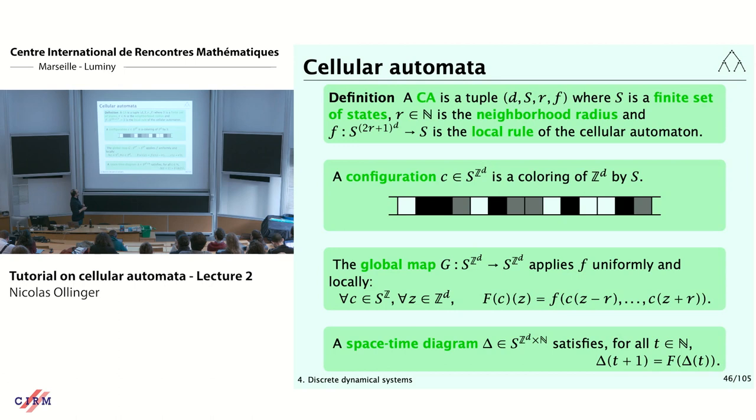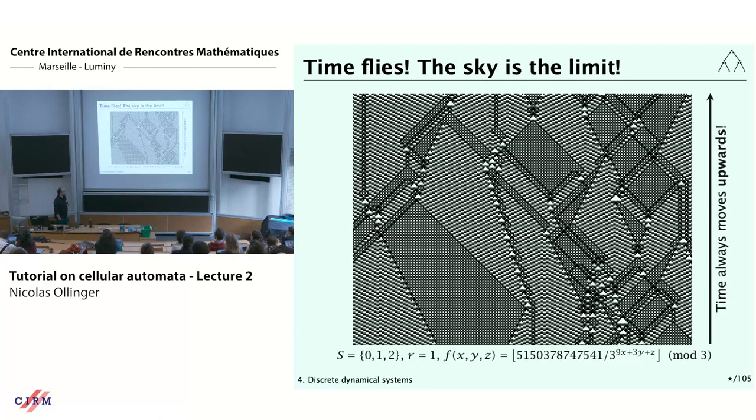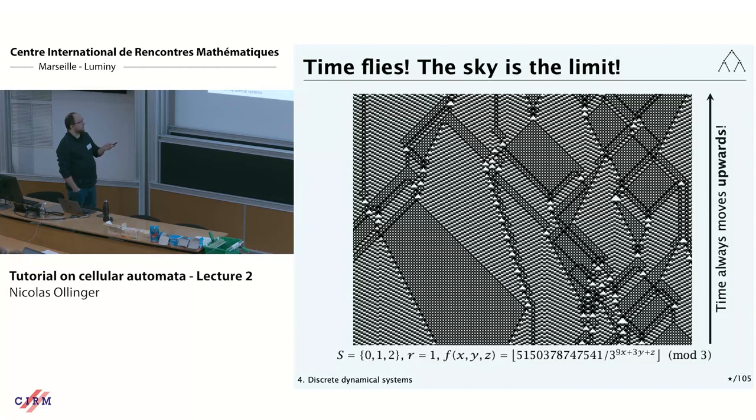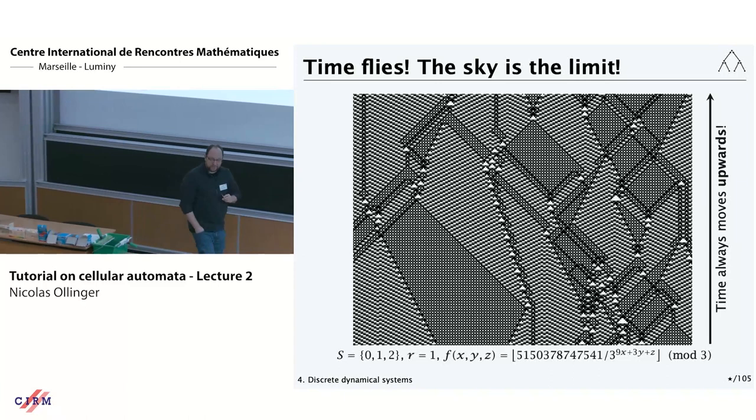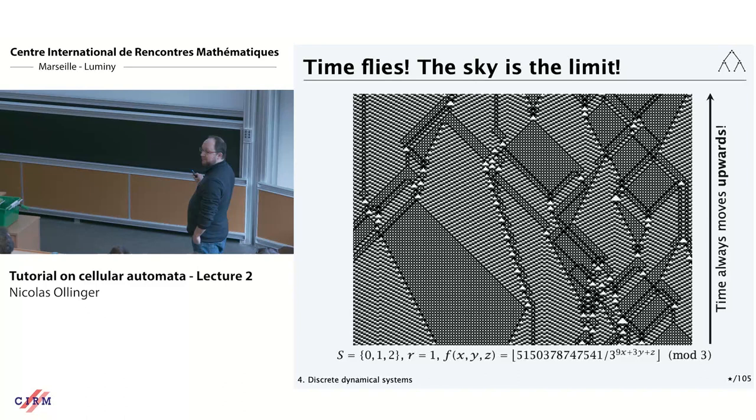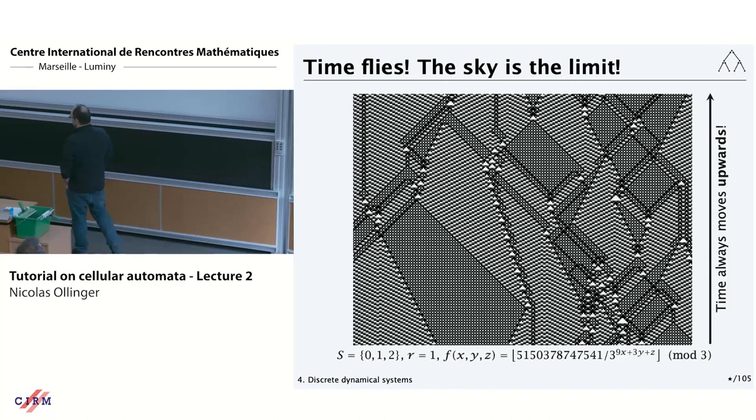You do space-time diagrams by piling stuff up, of course, like that. So this is a different rule from previous time. You have some configuration at the bottom. And the rule applies from bottom to top, applying each time the global rule of the automaton. You can see that in this example also, there are some kind of moving particles and collisions. Of course, if you take a rule at random, you will not always see something like that.